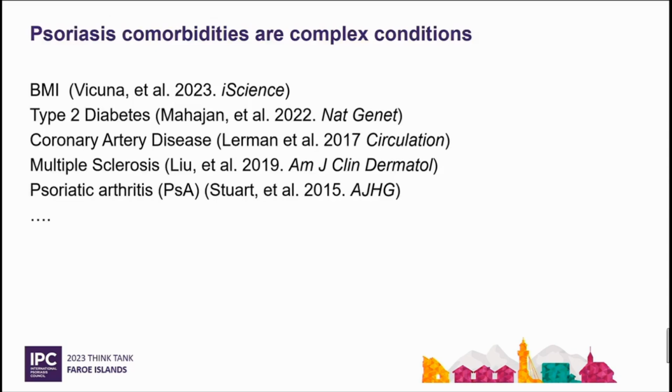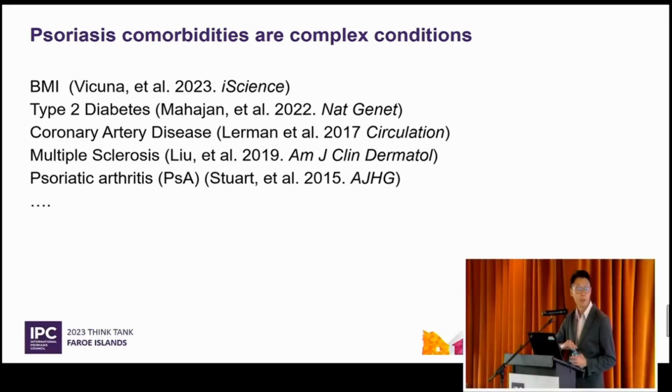So these are some of the comorbidities that you probably are really familiar with, and many of those are complex conditions, indicating they have a polygenic nature. Because of that, many genome-wide association studies have been conducted. So the remaining part of my talk is trying to see how we could leverage this and compare with what we have from the psoriasis genetic cohort.